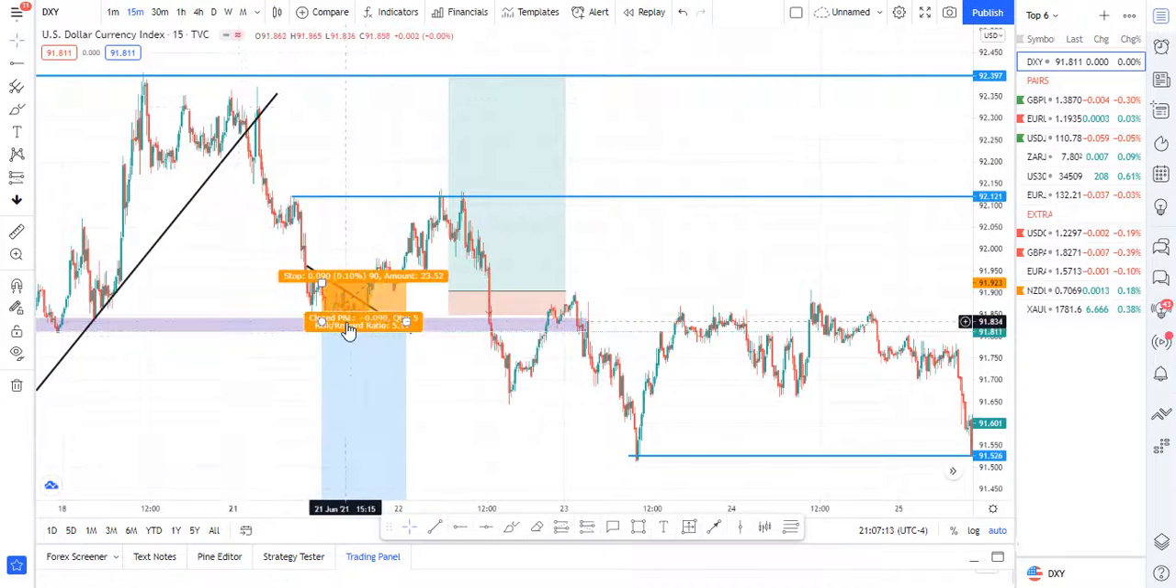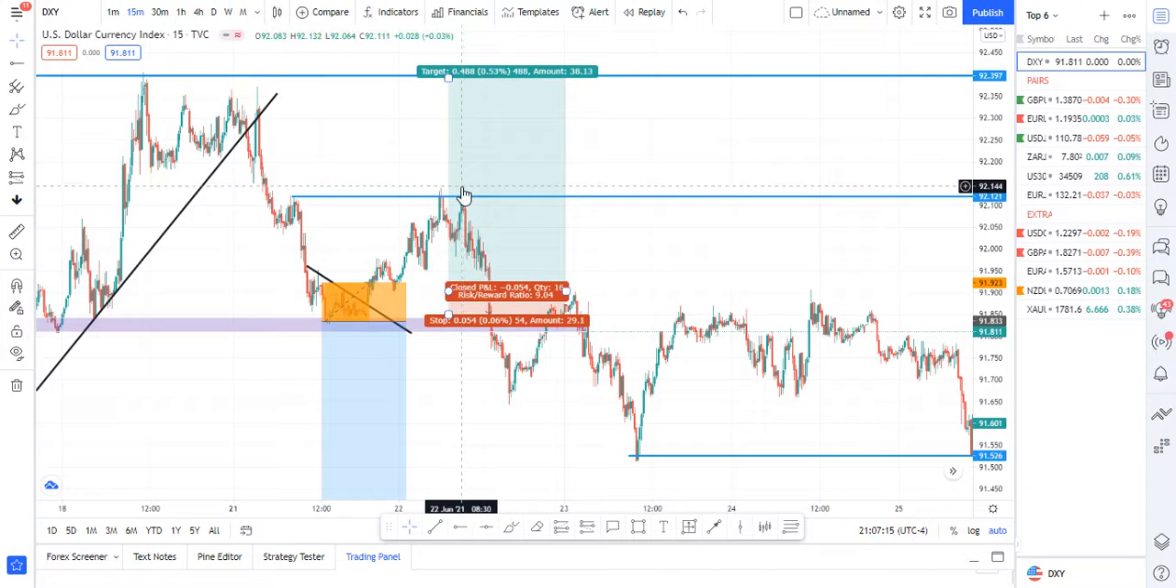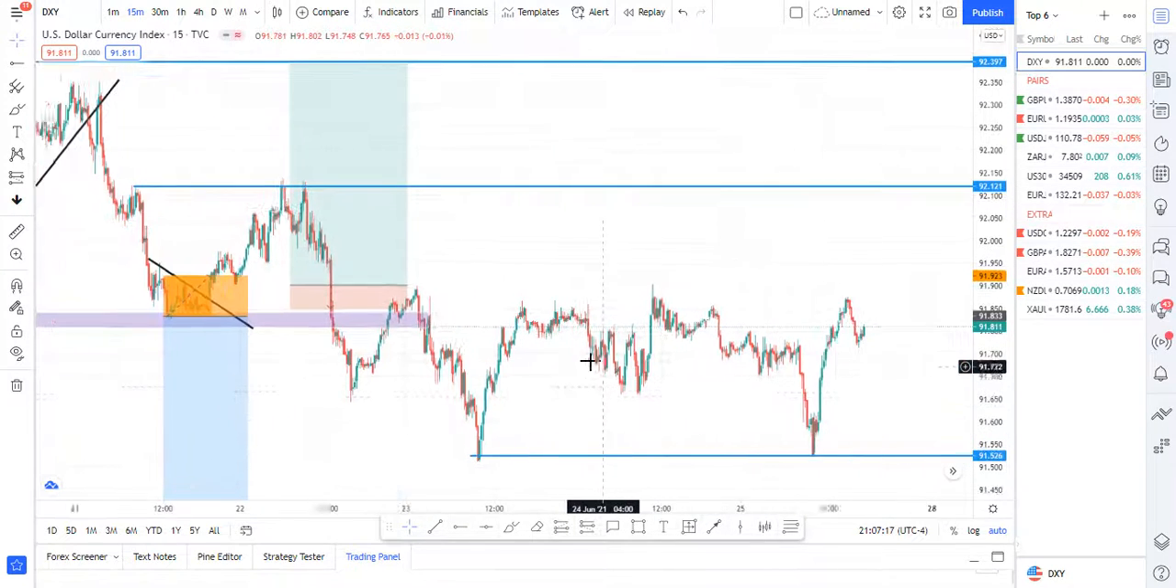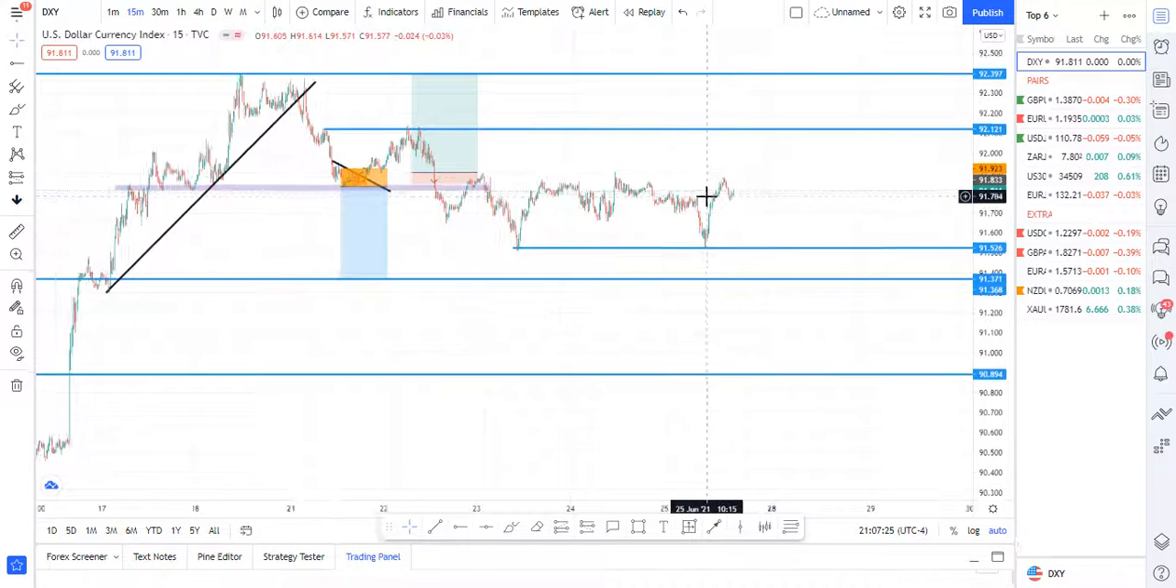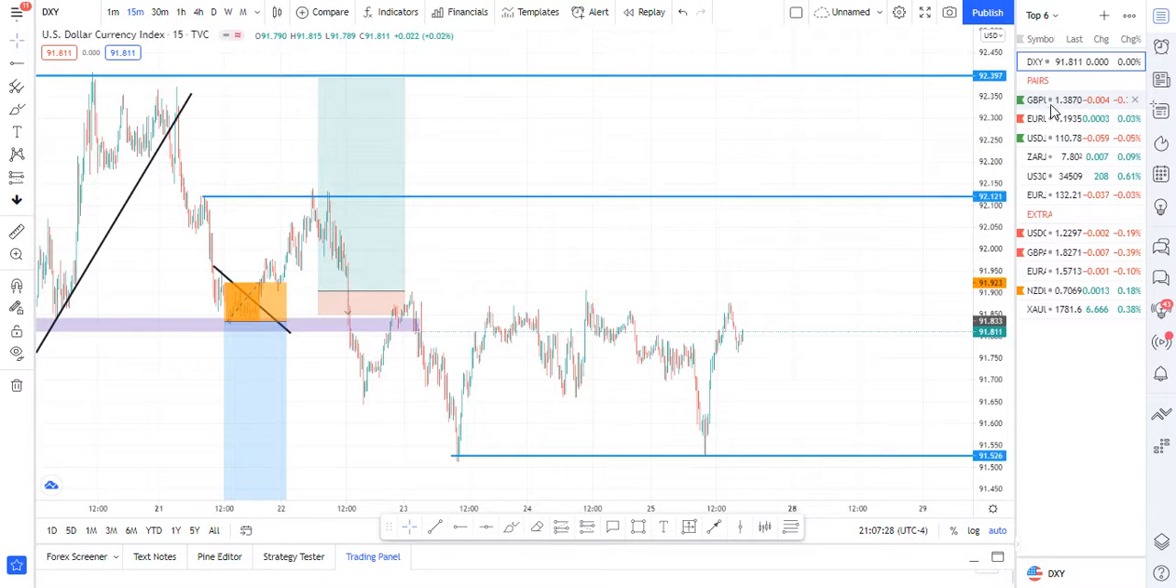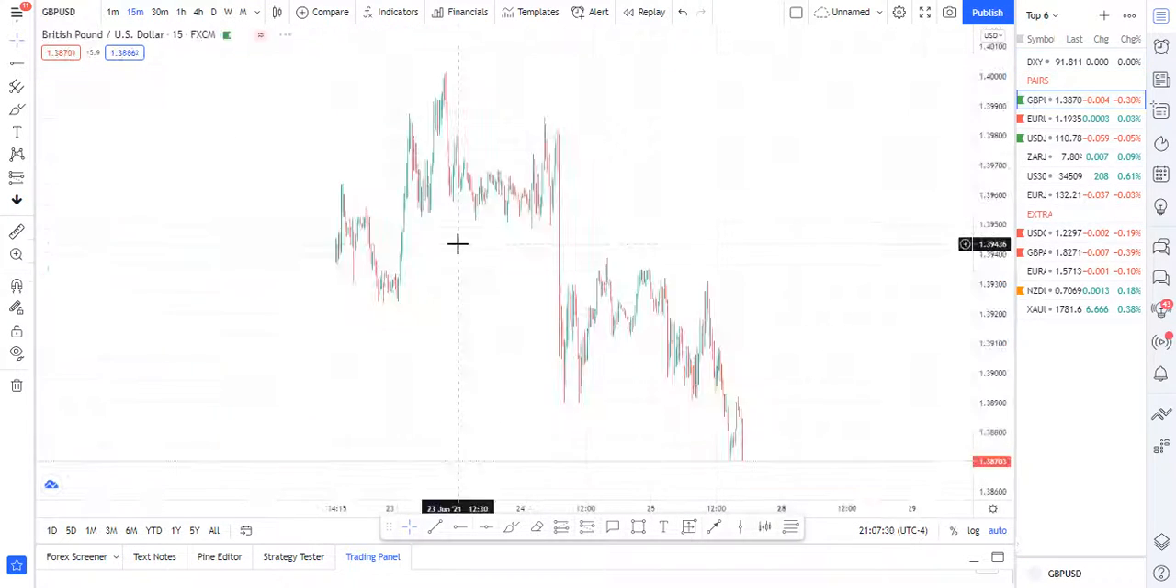Dollar went down, went a bit up, and went down. So most of the week it was going down, but at the end of the week, which was on a Friday, it was able to gain a bit of momentum to the upside, right? So now we go to GBPUSD.